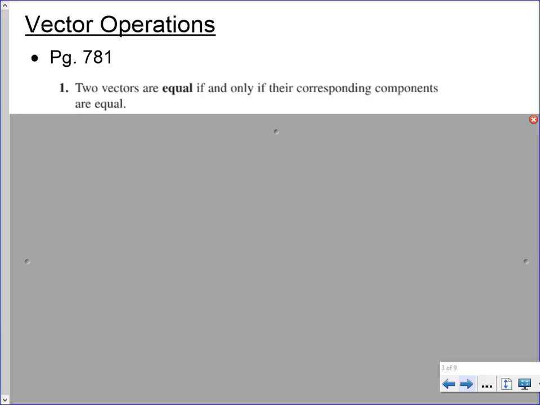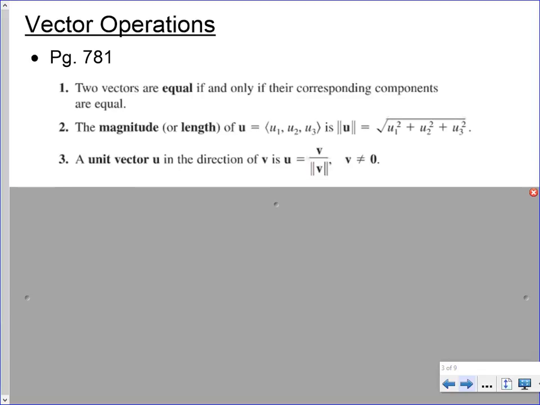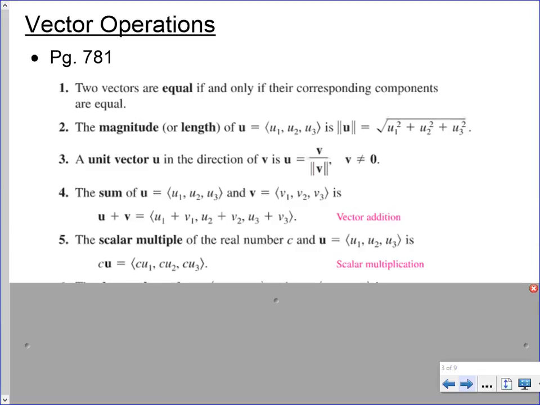The horizontals have to match, the verticals have to match, and then in 3 dimensions, we'd have that forward and backward piece that would have to match. We already talked about magnitude, so you can see they're just adding that extra component. We already talked about a unit vector, so that's still there. 4 and 5 are 2 that, again, I don't think we need to write anything down. I feel like you guys will be totally okay with this.